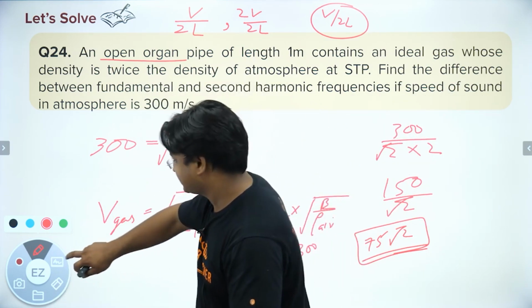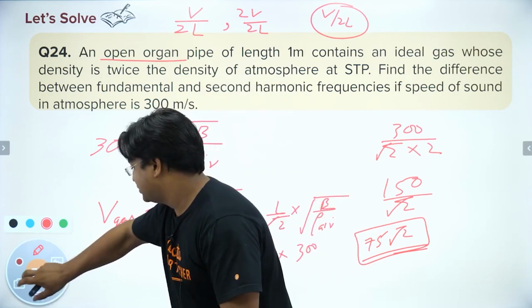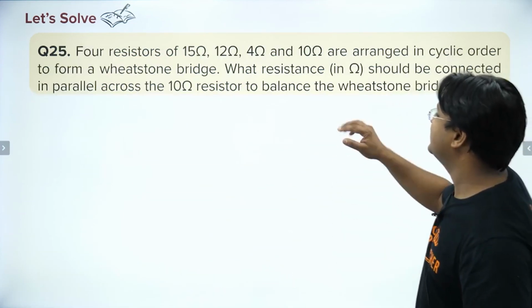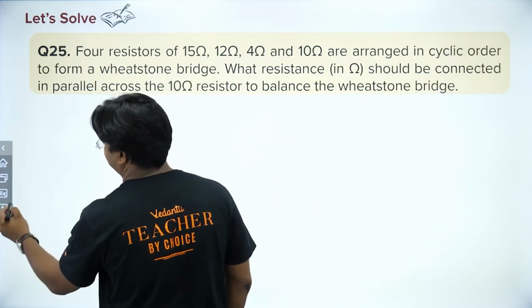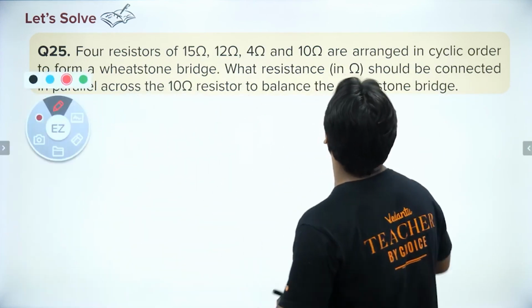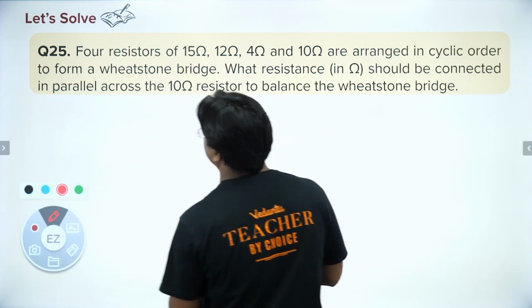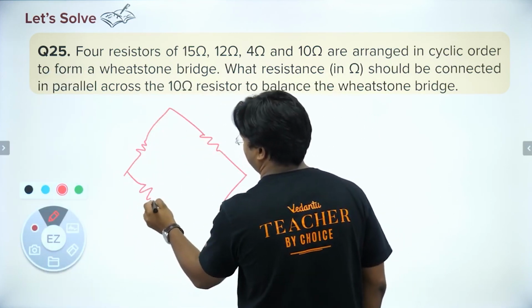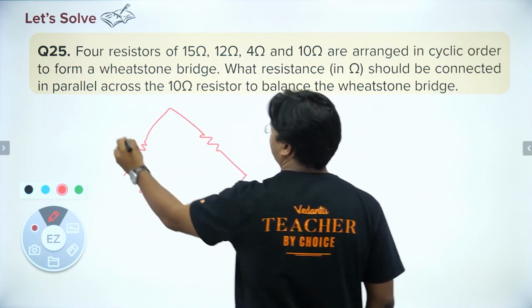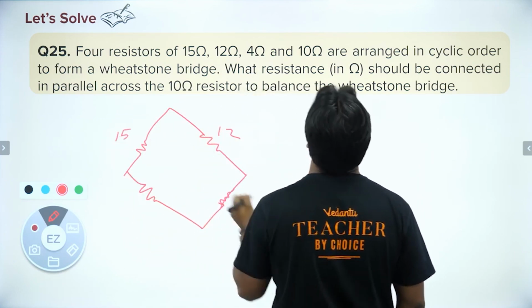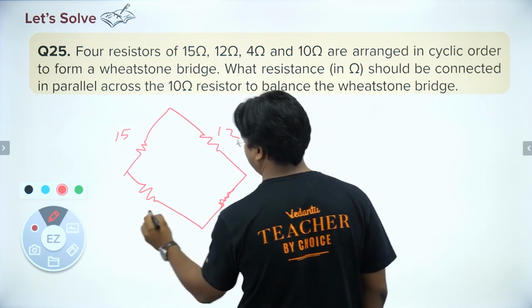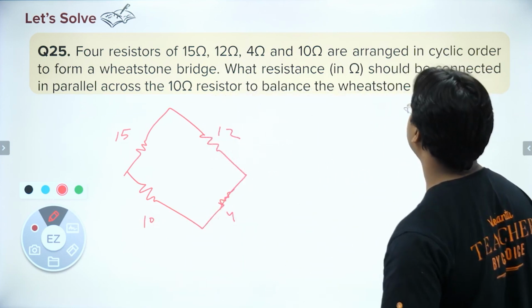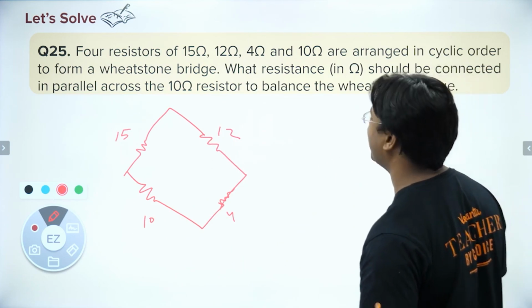Okay guys, now let's look at the last question. 4 resistors 15, 12, 4 and 10. So let's draw them. 15, 12, 4 and 10 arranged in the cyclic order. So if I call this as 15, this is 12, this is 4 and this is 10. Cyclic order. To form a Wheatstone bridge, what resistance should be connected in parallel across 10?